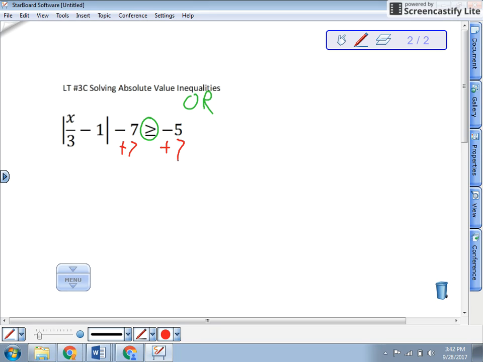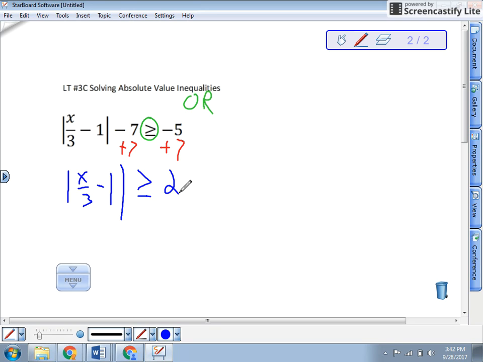So now that I add 7, you'll see that this becomes the absolute value of x over 3 minus 1 greater than or equal to 2. Okay, so now it's isolated. The constant on the right-hand side of the inequality is positive, so there will be a solution. Now I need to rewrite it as two inequalities.